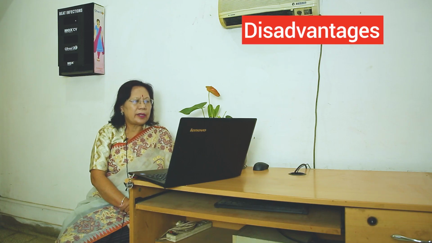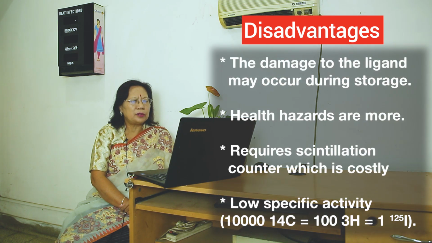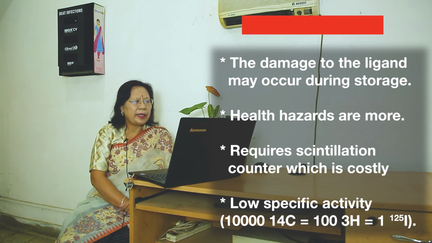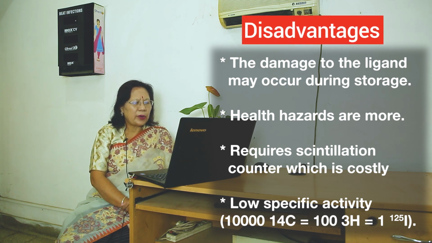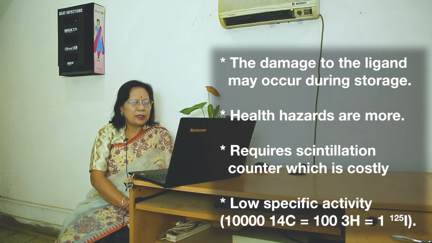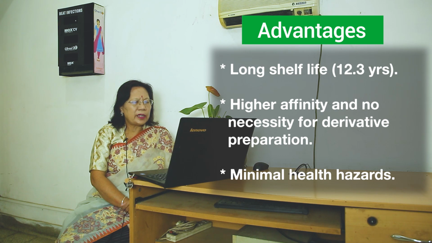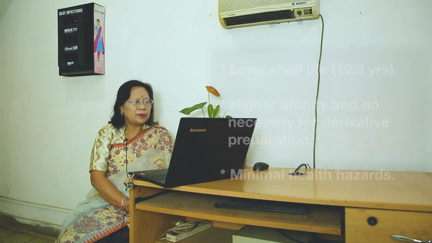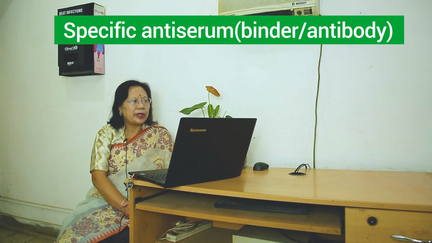What is the disadvantage? So the damage to the ligand may occur during storage. There may also be, since it is radioactive, health hazards. It requires a scintillation counter, which is very costly, and low specificity. C14 10,000 is equal to 100 times hydrogen tritium is equal to 1 iodine 125. The advantage is it has got long shelf life 12.3 years, higher affinity and no necessity for derivative preparation, and minimal health hazard.